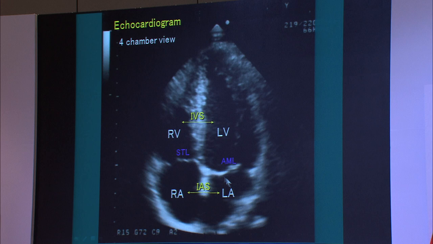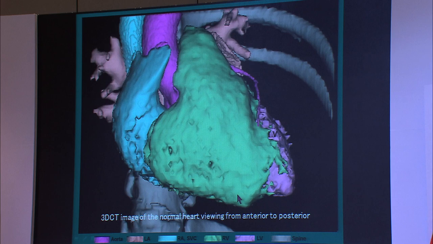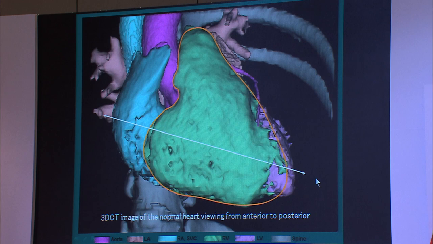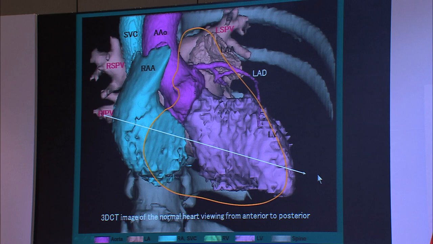So this is a 3D CT. So when we remove the right ventricle here, the four-chamber view is here. When you add the pulmonary and tricuspid valve in this picture, here, septal leaflet, anterior tricuspid leaflet, posterior tricuspid leaflet. So here is the interventricular septum.